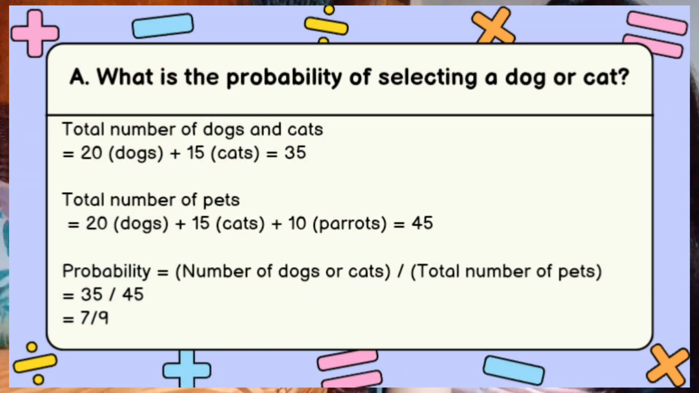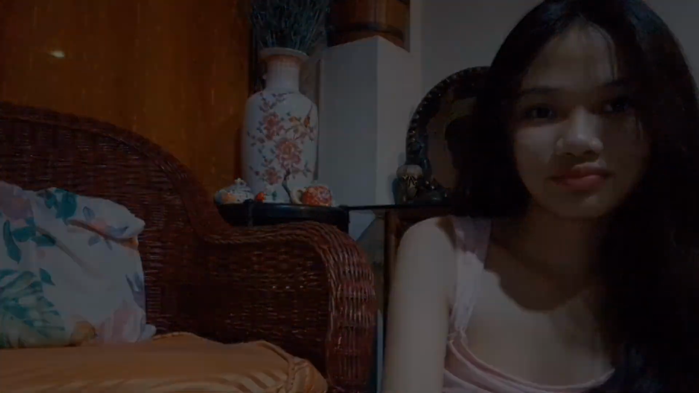So let us first find out the total number of dogs or cats. There are 20 dogs and 15 cats, so it is 35. Let's now solve for the total number of pets, which is 45. And then, probability equals number of dogs or cats over the total number of pets, equals 35 over 45. And then when we simplify it, it becomes 7 over 9. Therefore, the probability of selecting a dog or a cat is 7 over 9.